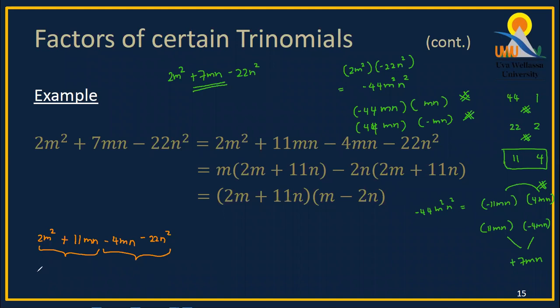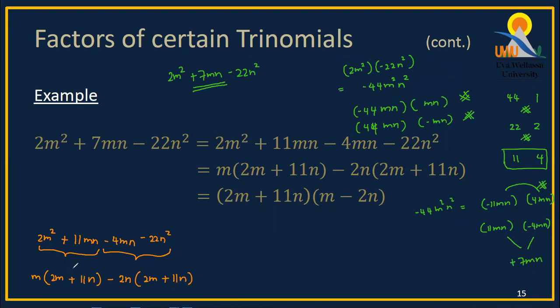If you see the first two terms, you can see that m is the common term for them. Then the remaining would be 2m, and here it is plus 11m. Then here minus 2 times n can be taken out, because it is common for the third and fourth terms. Then the remaining would be minus 2n means plus 2m is remaining, and plus 11n is the remaining part.